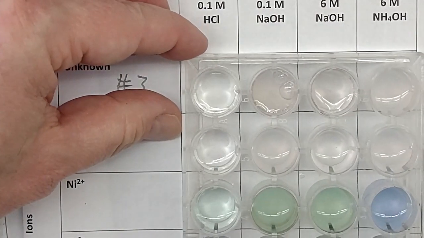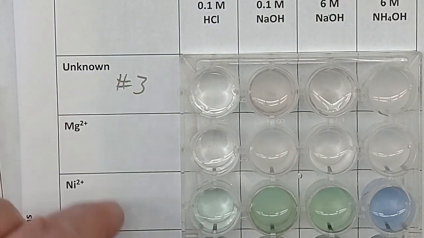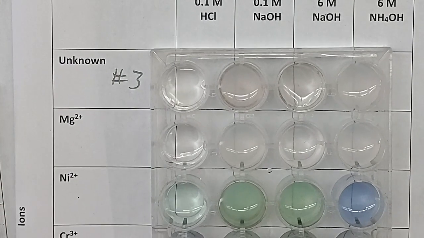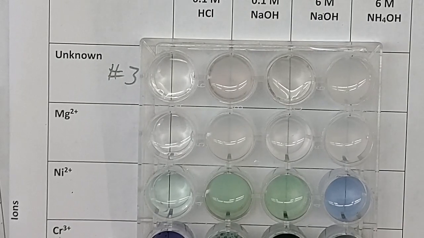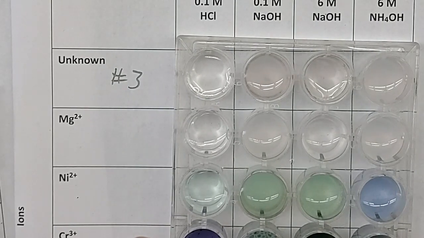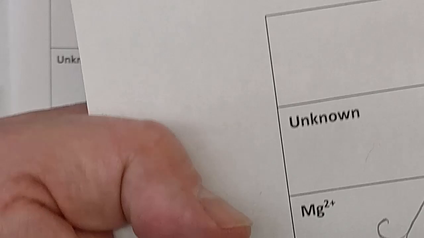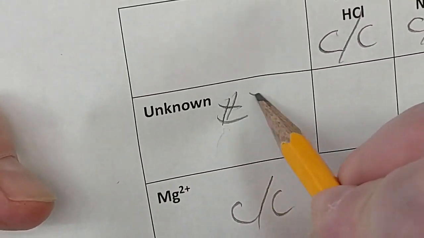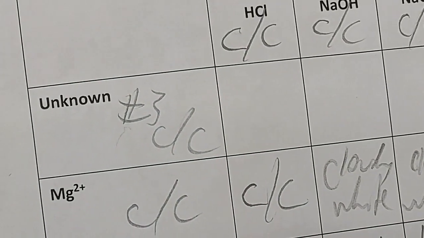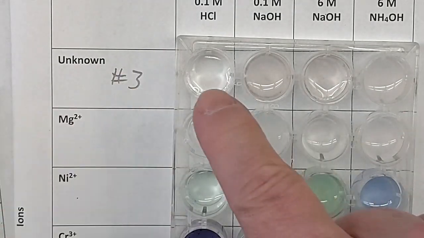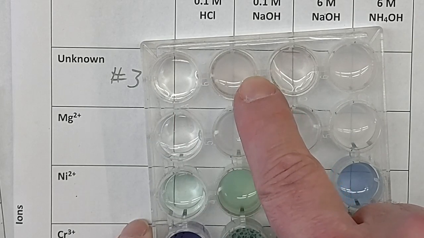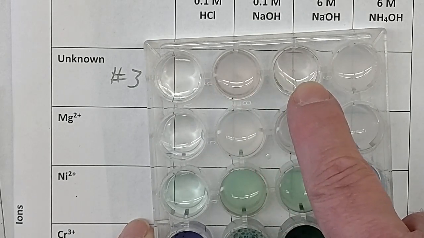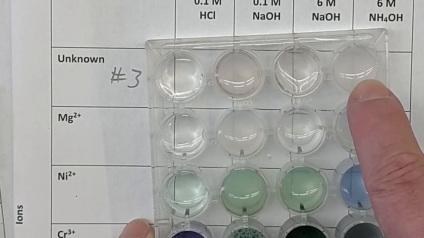Okay. Unknown number 3. Moving it over so you can see whether you can see the line underneath it. It was clear and colorless to start with, so that's what we would record on our data sheet. Unknown number 3, it's clear and colorless. And then we decide what each of these are. What is it when it's with HCl? What is it when it's with the 0.1 molar NaOH? 6 molar NaOH? 6 molar NH4OH, ammonium hydroxide.